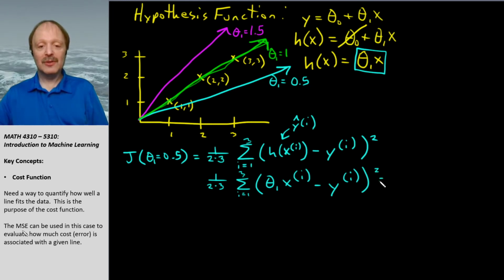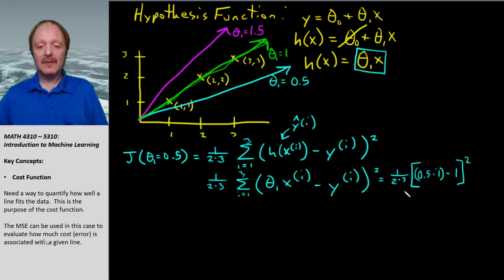Well, this is actually not too bad. This is going to be 1 over 2 times 3 times, here we go, h of x of i is just theta 1 x of i. Well, theta 1 is 0.5, right? So this is going to be 0.5 times 1, minus 1, quantity squared. That's for the very first data point, this point, where it's looking for the difference right here. This is the error that it's quantifying.